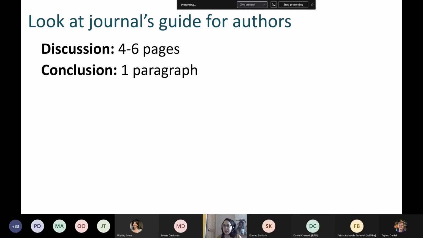And then the conclusion is, so what? So you've done all this work, you've made this amazing discovery, so what? What happens next? And that is normally really, really short. That's the one thing that surprises me about journal papers, is how short the conclusion is. Normally just a tiny few words.